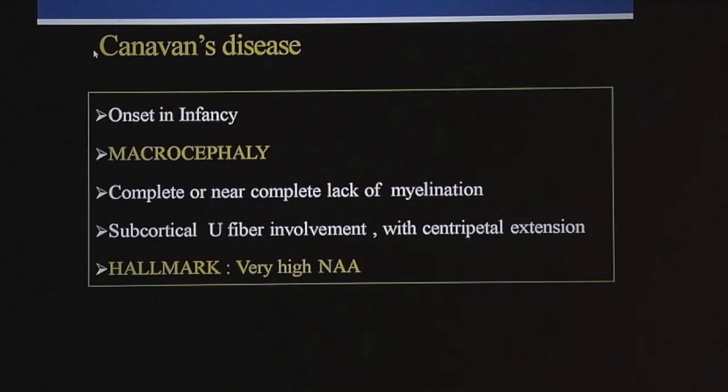The child presents in the first year of life with large head and severe neuroregression with complete or near complete lack of myelination. Subcortical U fibers get affected first, and then the disease has centripetal extension towards basal ganglia. Hallmark of this disease, in addition to complete absence of myelination and large head, is very high NAA.